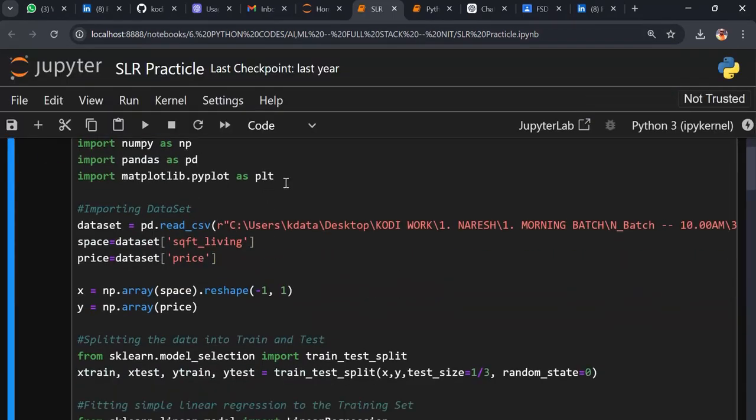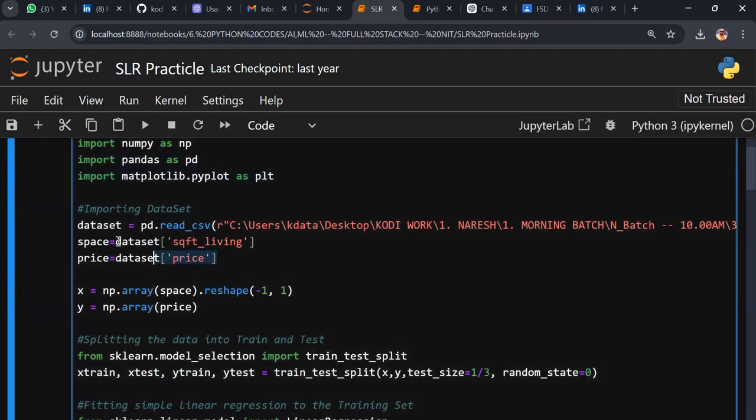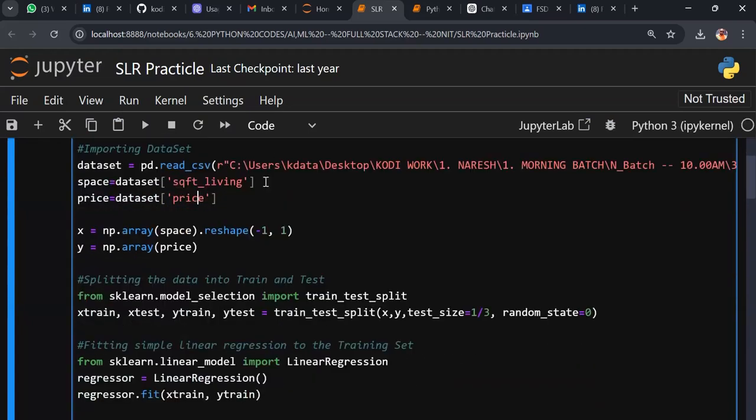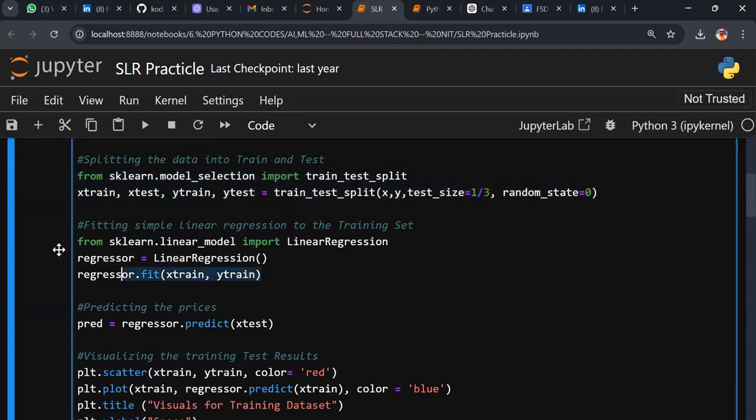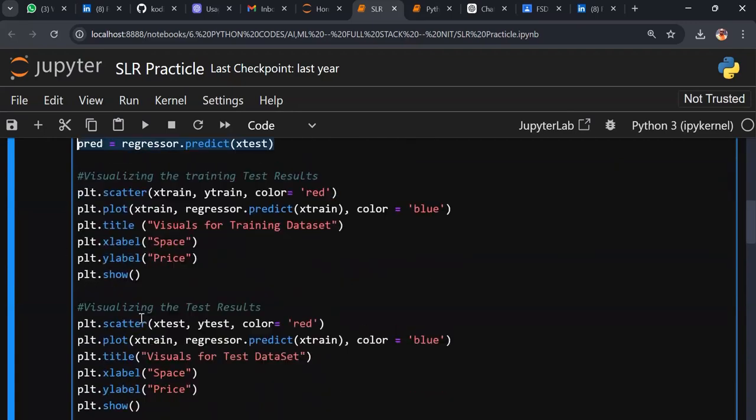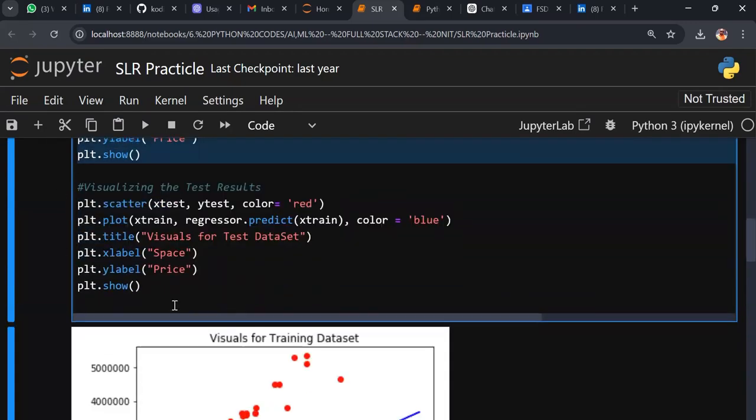In this practical, I'll show you NumPy, pandas, matplotlib. Read the data set. Consider space as square feet living, price as dependent, and square feet as independent. So from the data set we pick only two variables: square feet and price. Now can I build this model? Train test split, random state zero, linear regression, predict X test, visualize train, visualize test.